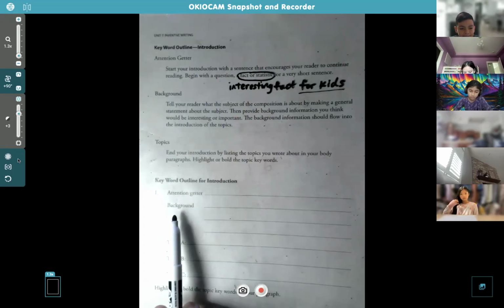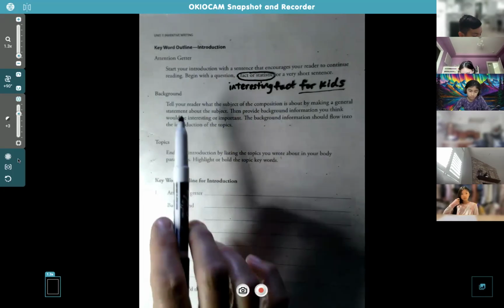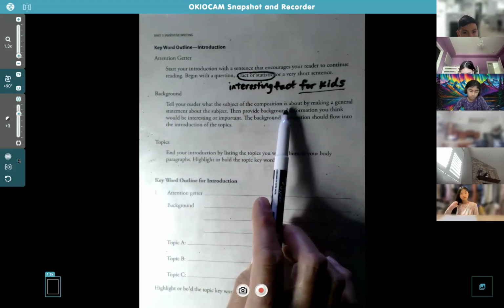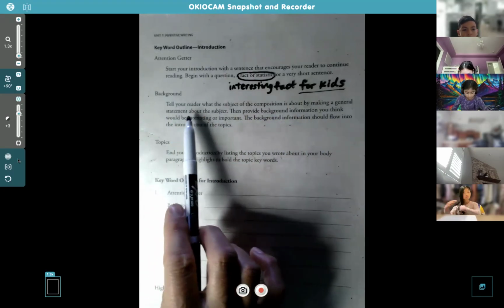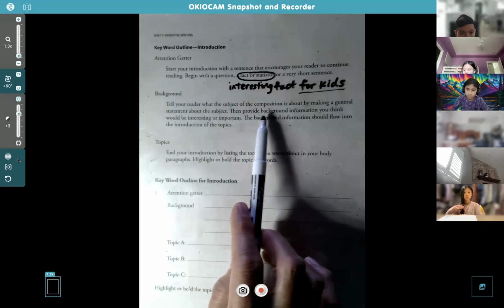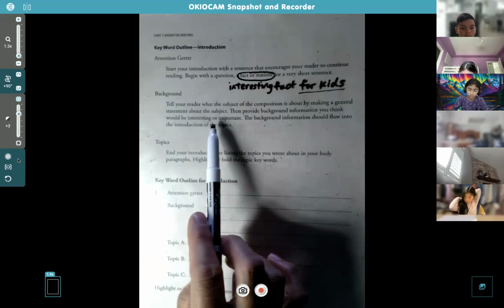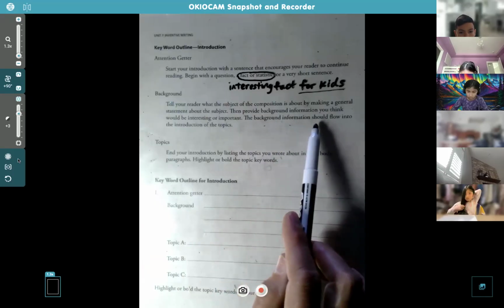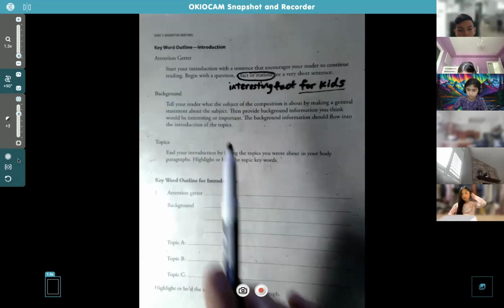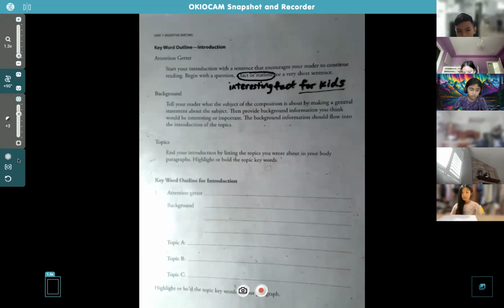The background. Let's move down to this one. The background. Tell your reader what the subject of the composition is about by making a general statement about the subject. Then provide background information you think would be interesting or important. The background information should flow into the introduction of the topic. So remember, this is your first paragraph. Okay. Your background could be where your country is located. So a lot of the countries that you picked are in the other part of the world.